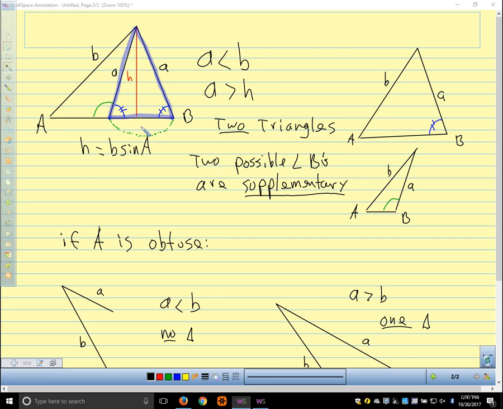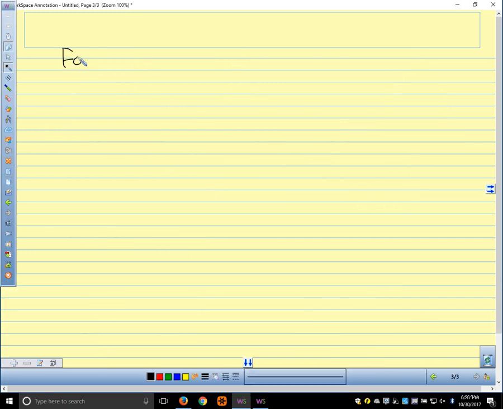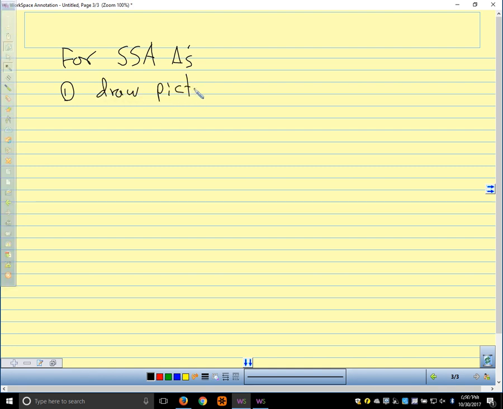All right, so let's talk about how we proceed with side-side-angle triangles. One, always draw a picture. And in this case, I always draw my pictures to look like this, in that orientation. And I always purposefully leave this side exaggerated, very short, because I don't know, is it going to connect? Is it going to connect in one place? Is it going to connect in two places? So I always draw my picture like that.